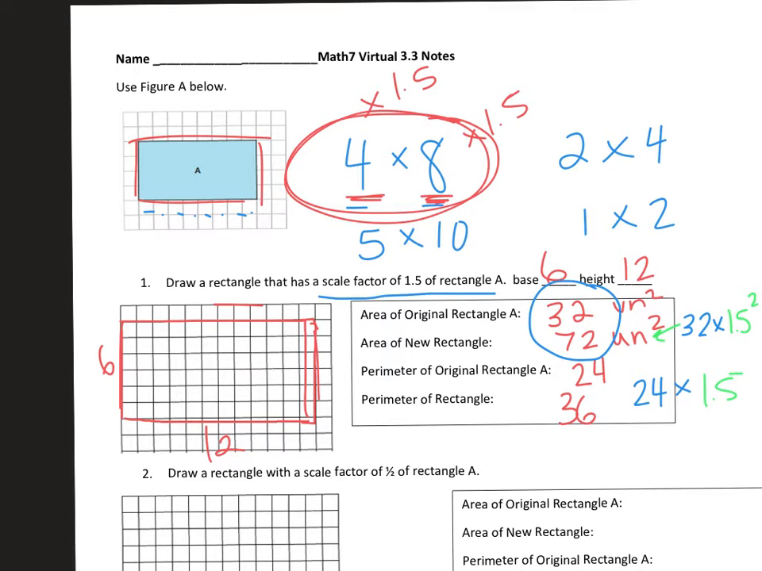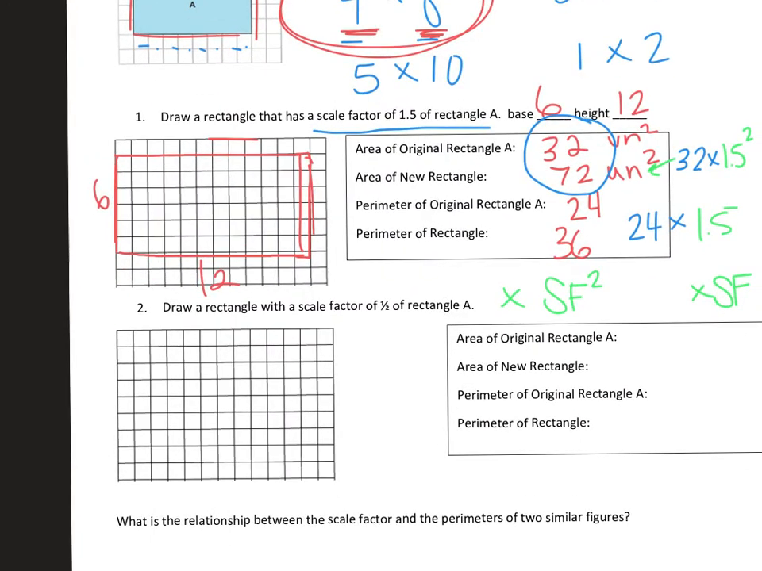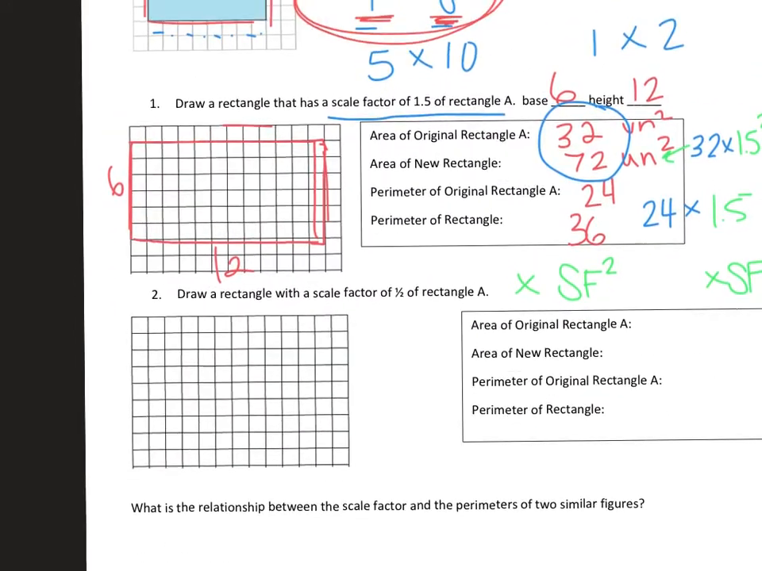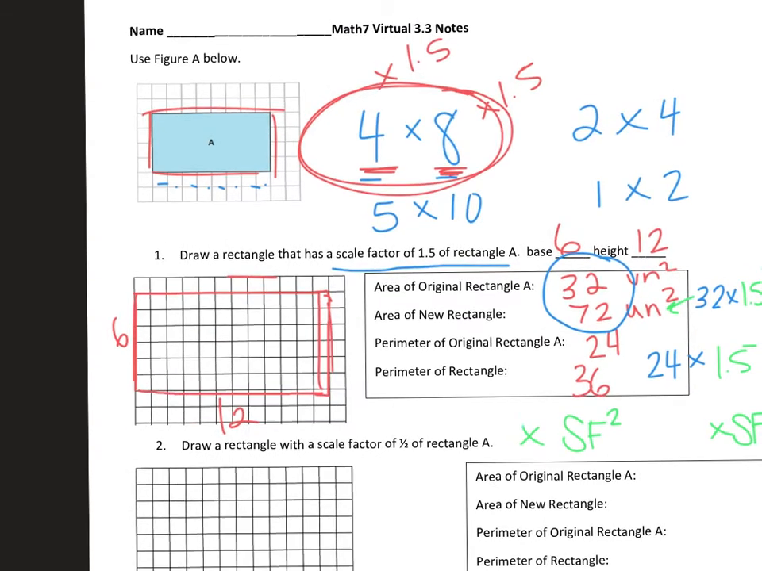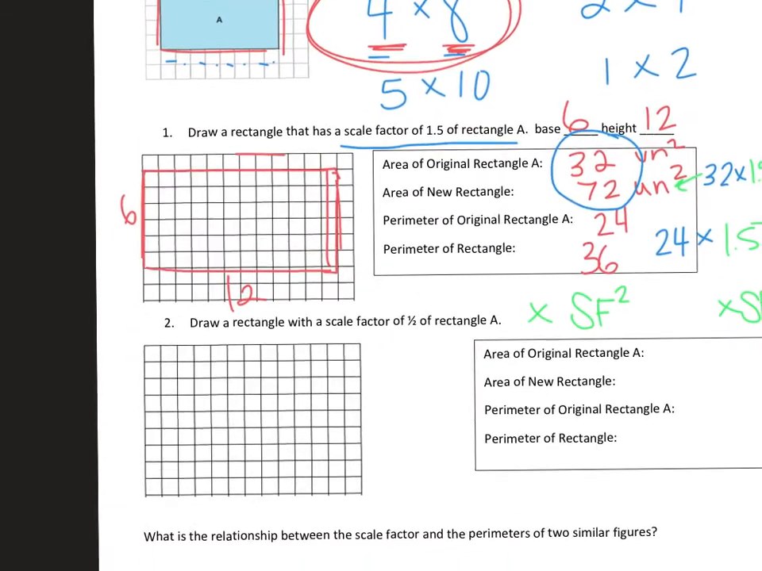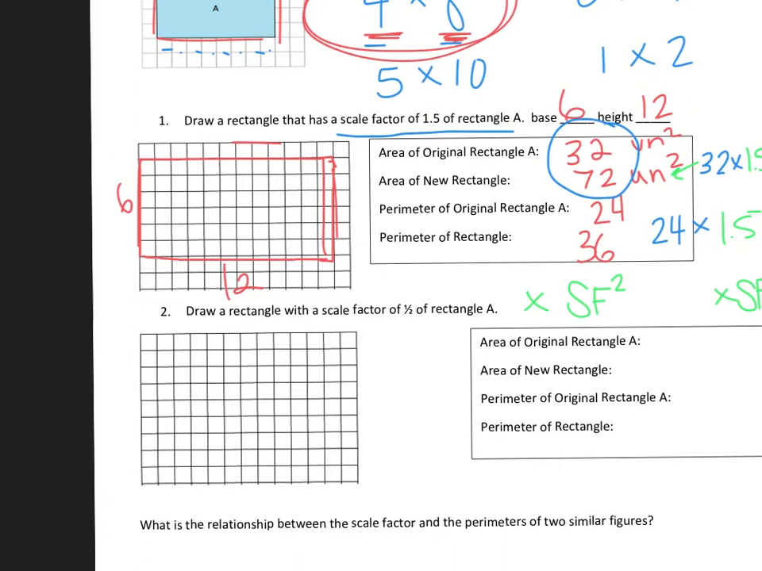So if you take the area of the original one and multiply it by the scale factor squared, you're going to get the new area. If you take the perimeter and multiply it by just the scale factor, you get the new perimeter. Now I'm going to draw a rectangle with a scale factor that's half of the original one. The original one was 4 by 8, so let's make a 2 by 4.